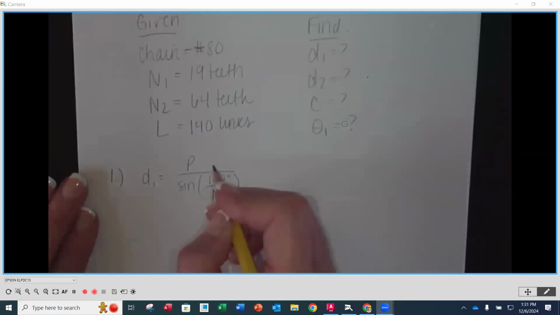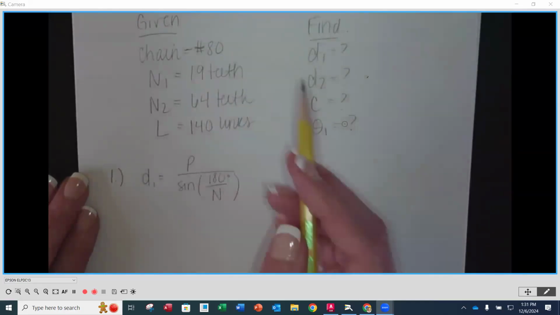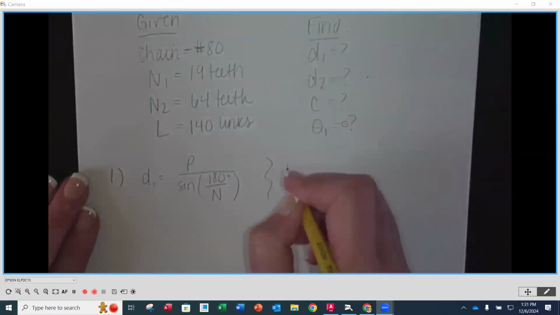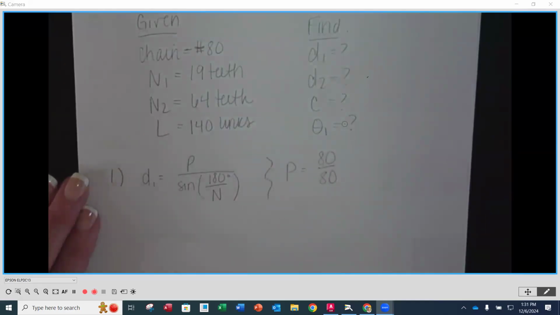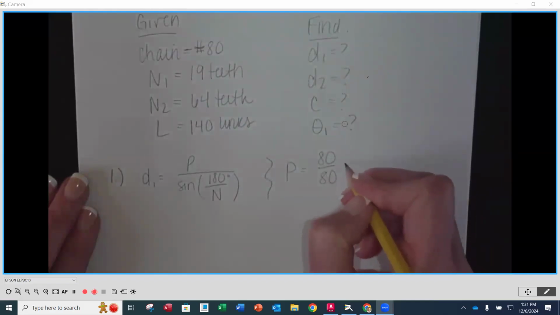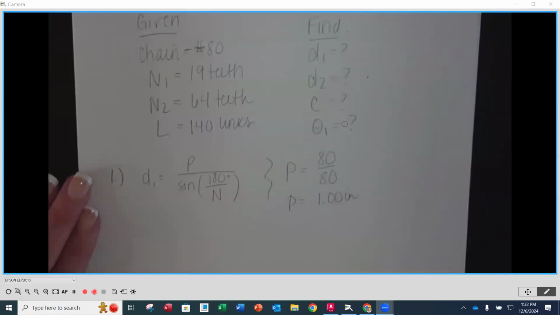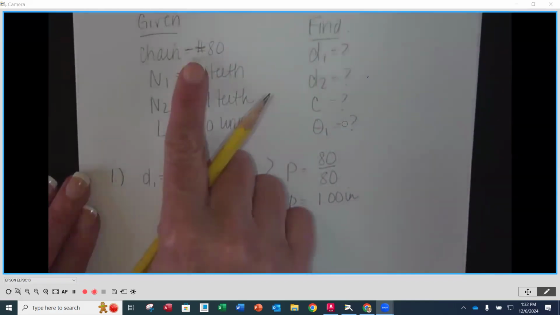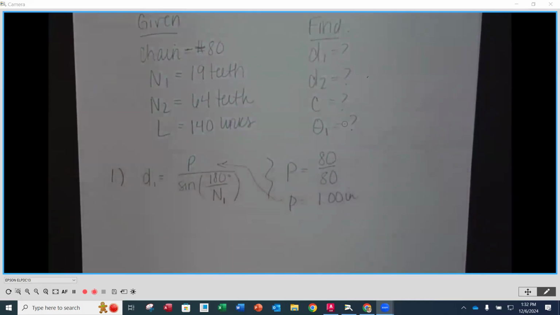Now, pitch. We don't have a pitch given up here, but we know the number of the chain. So our P is going to be 80 divided by 80. So our pitch, P, is going to be equal to 1 inch. That's what the units are for pitch. So it's the chain number divided by 80, so 80 divided by 80. And then our number of teeth, because this is pitch diameter 1, is going to be number of teeth 1.